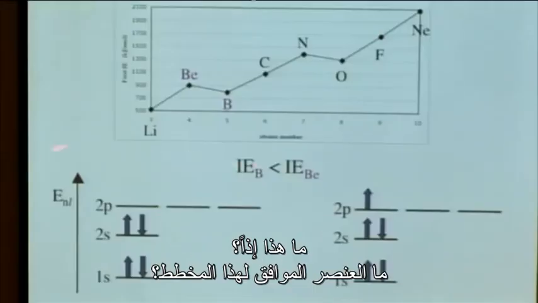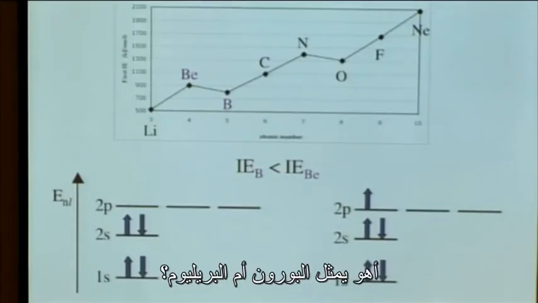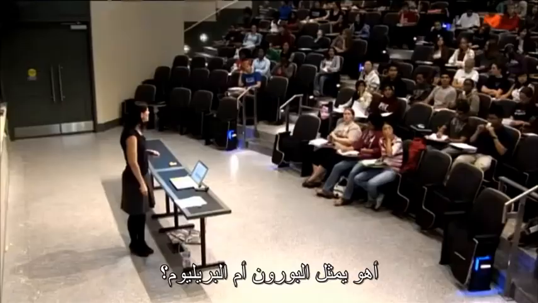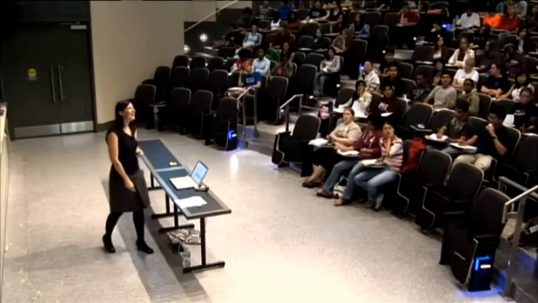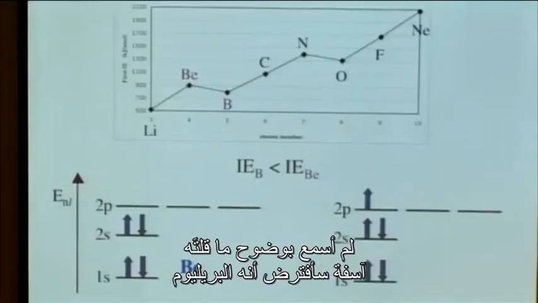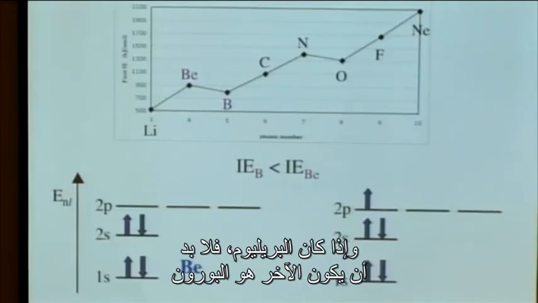Which element did I chart here? Which one is that, the boron or the beryllium? I couldn't tell what you said, sorry. So I'm going to assume that was beryllium. And then if that's beryllium, the other one must be boron.